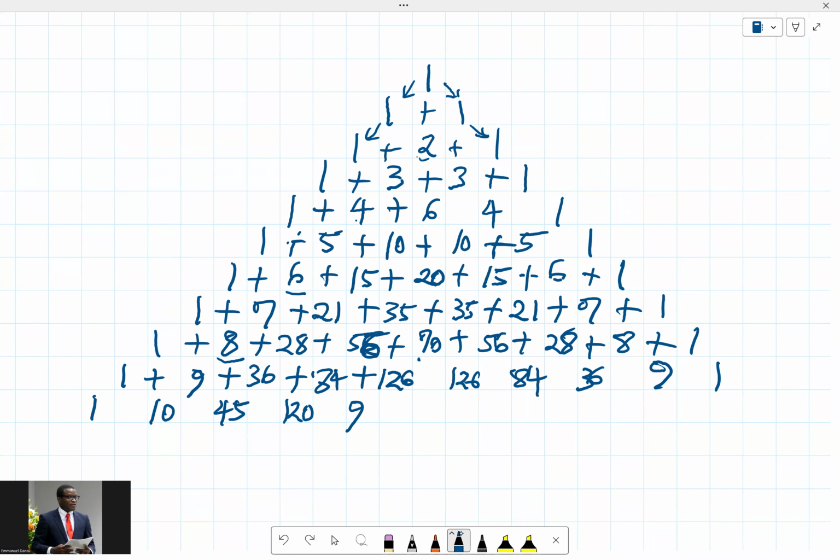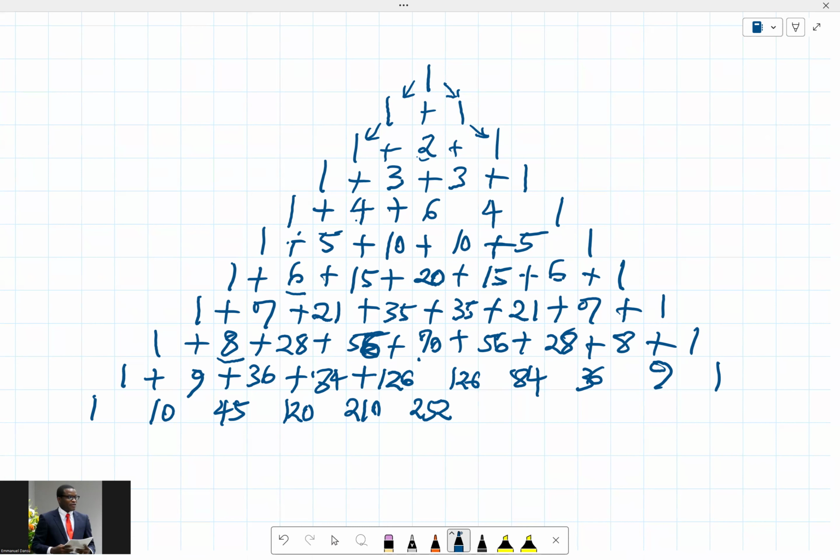No, that can be not 930, sorry. 130, 126 plus 4 is 130. 130 plus 80 should be 210. Yeah, that's 210. Then next, you have 126 plus 126. That's 252. Yes.